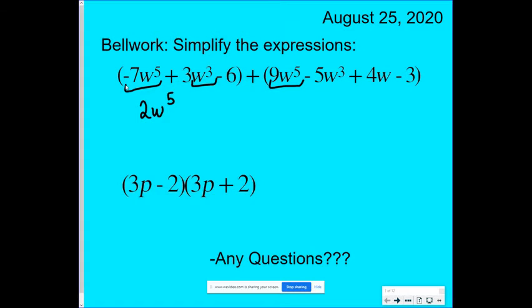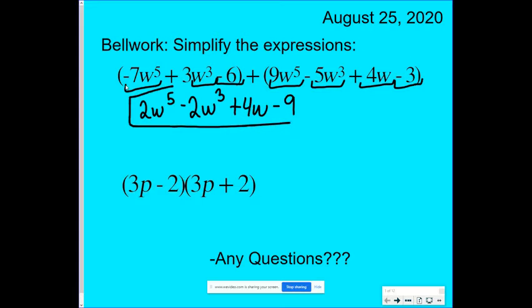W to the third and w to the third, those can combine. 3 minus 5 is negative 2, w to the third. I don't have anything else with just a w, so I'm just going to leave the 4w. And then negative 6 and negative 3, those are constants. They don't have any letters with them, so they can combine. Negative 6 minus 3 is negative 9. And that is our simplified expression.